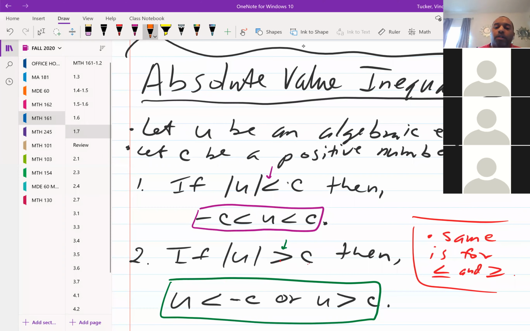The key here is that C is a positive number. That matters. That goes back to what we were talking about before, comparing absolute value to a positive number versus a negative number. And just pointed out right here, the same thing goes if you have the or equal to symbol.